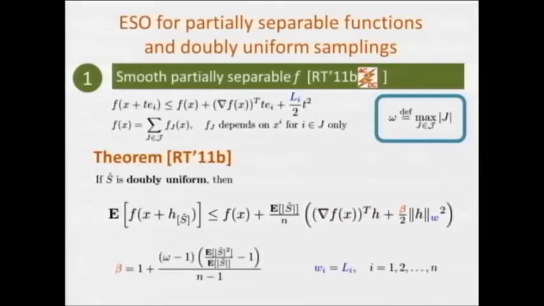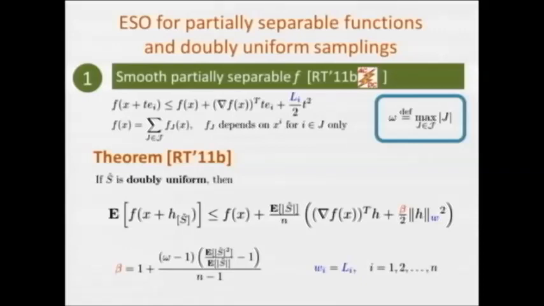So if you have this smooth partially separable function, so you have these Lipschitz constants in each coordinate direction. And this is a sum of functions, each of which depends on at most omega coordinates, features, variables. Okay, so that's the setting. Then if you have W uniform sampling, that was the last one, the most general one, then you have this ESO, which is just the definition of the ESO, but you now have formulas for beta and W. And these are formulas. This is not something you have to compute. You just plug it in and you have it.